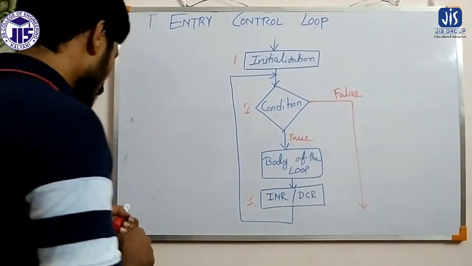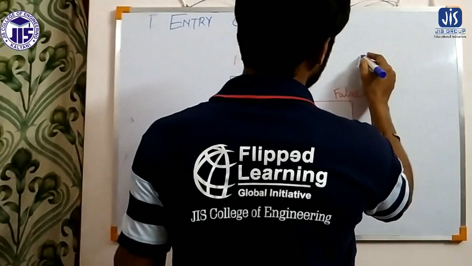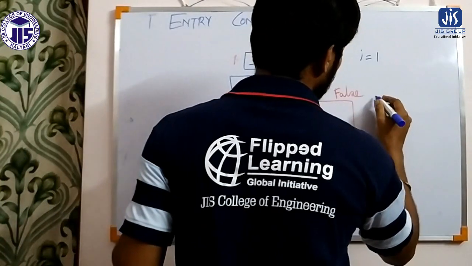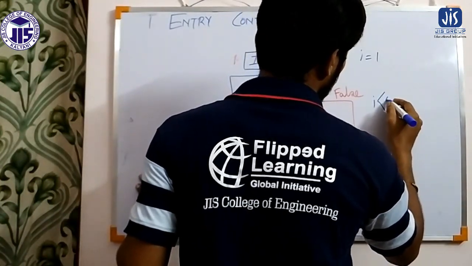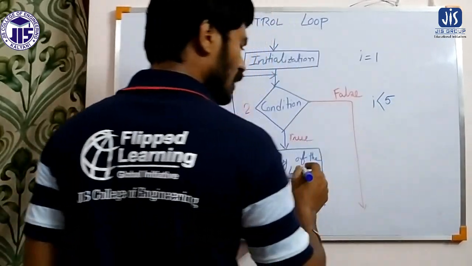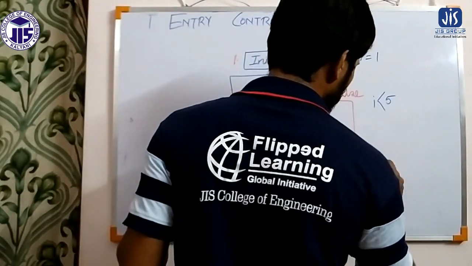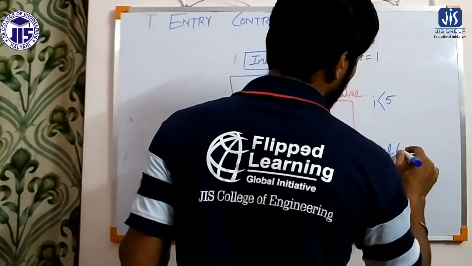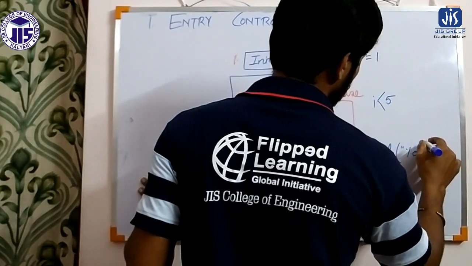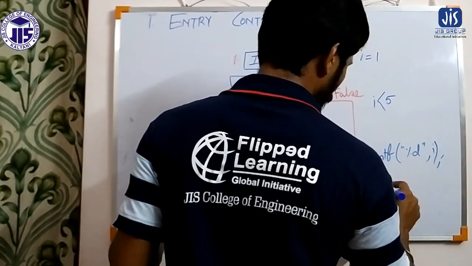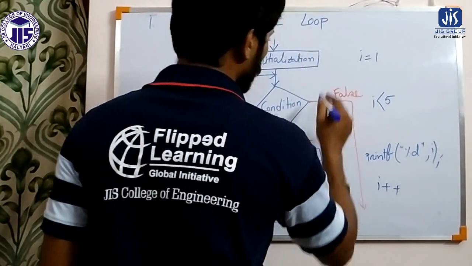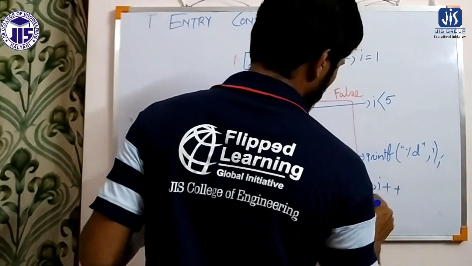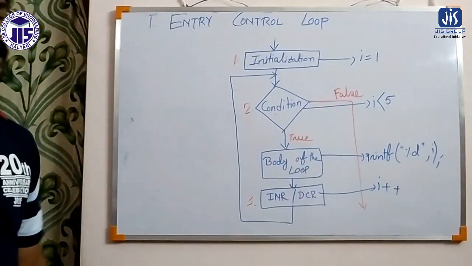So if I consider the value of I, in the initialization I have taken the value of I as 1. Okay. The condition is I less than 5. Some statement is there in the body, for example, printf, I want to print the value of I. Okay. Then I plus plus. So this is my initialization, this is my condition, this is the body, and this is the increment. All the components are there as per the format.